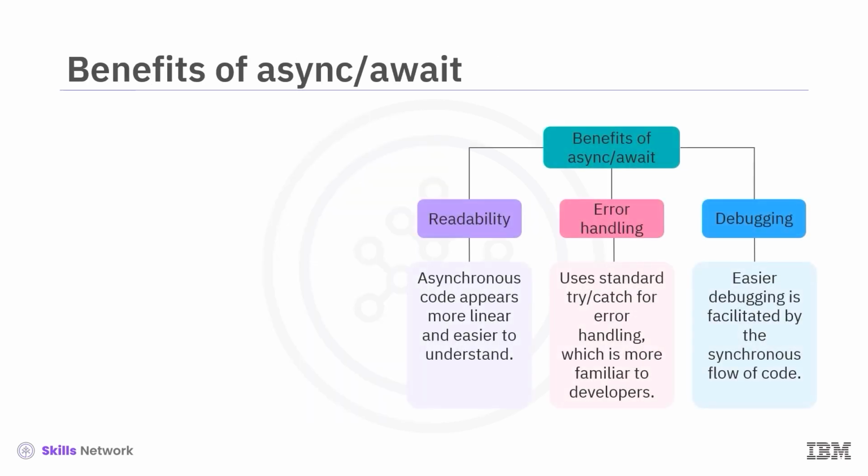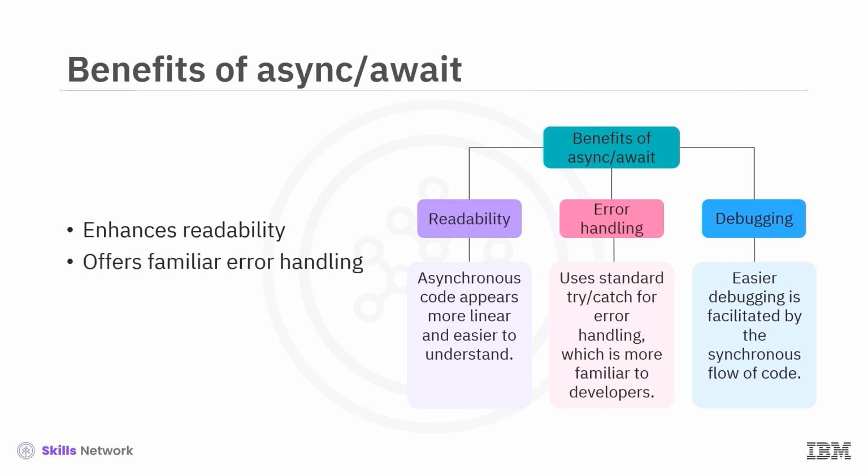Let's delve deeper and explore async/await benefits in detail. When you use async and await, asynchronous code appears more linear and easier to understand. It allows you to use the standard try-catch for error handling, which is more familiar to developers. Also, you can debug easier due to the asynchronous flow of the code. Now that you can recognize the key benefits of async/await, let's use async/await in an example.